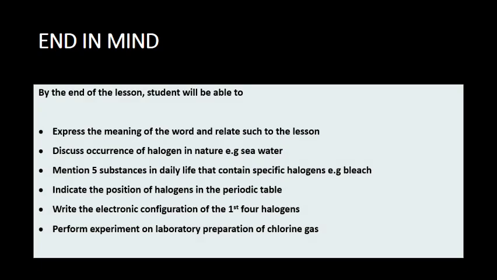Our end in mind for today's lesson: by the end of the class you will be able to express the meaning of the word halogen and relate such to the lesson. Discuss occurrence of halogen in nature. Mention 5 substances in daily life that contain specific halogens. Indicate the position of halogens in the periodic table.